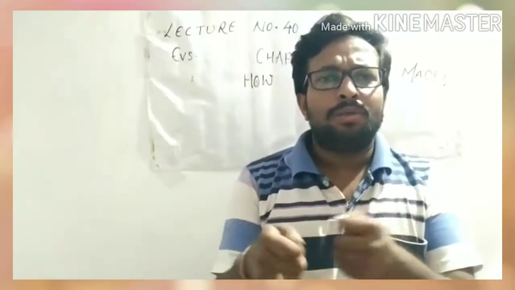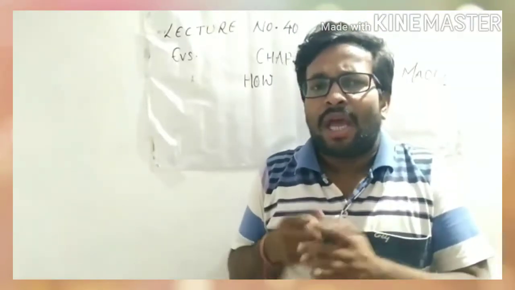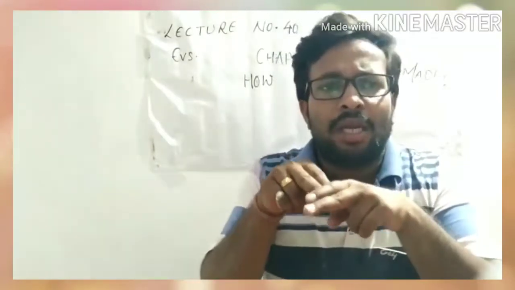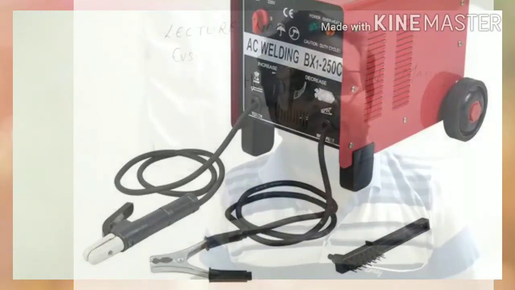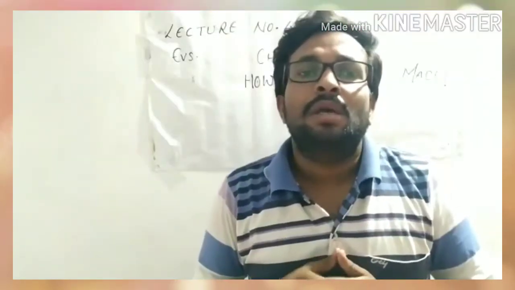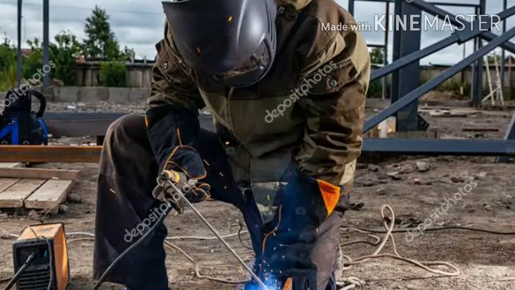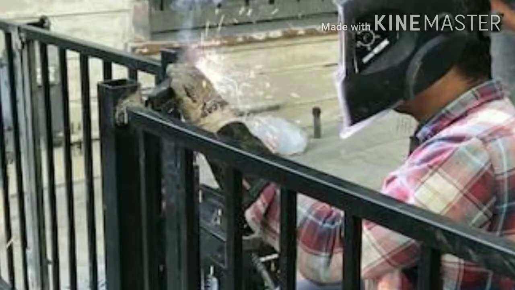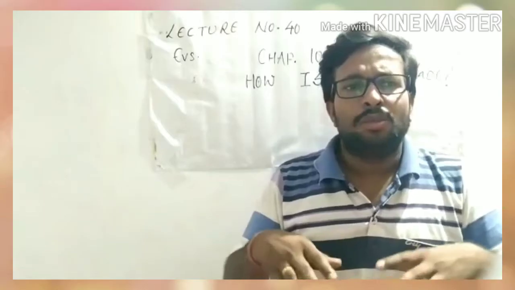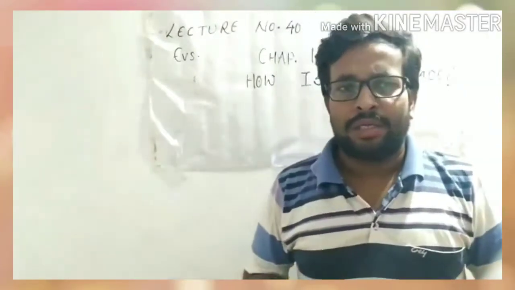Understood? Yes, and you know a machine is required to join iron mesh. Have you seen any person joining an iron gate? Which machine does he use? You know, that is a welding machine. Welding, spelling W-E-L-D-I-N-G. Welding machine, M-A-C-H-I-N-E, machine. So a welding machine is used to join iron mesh on an iron gate.